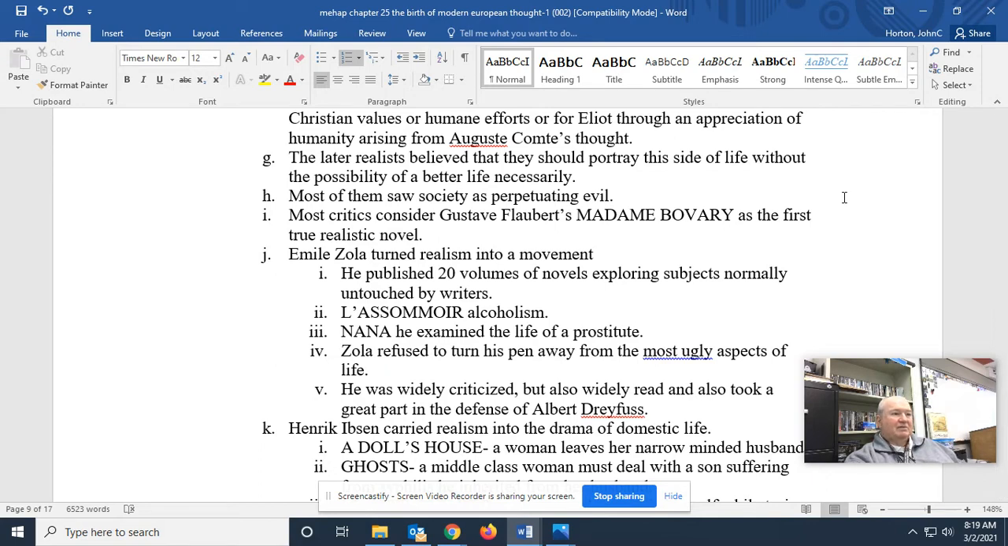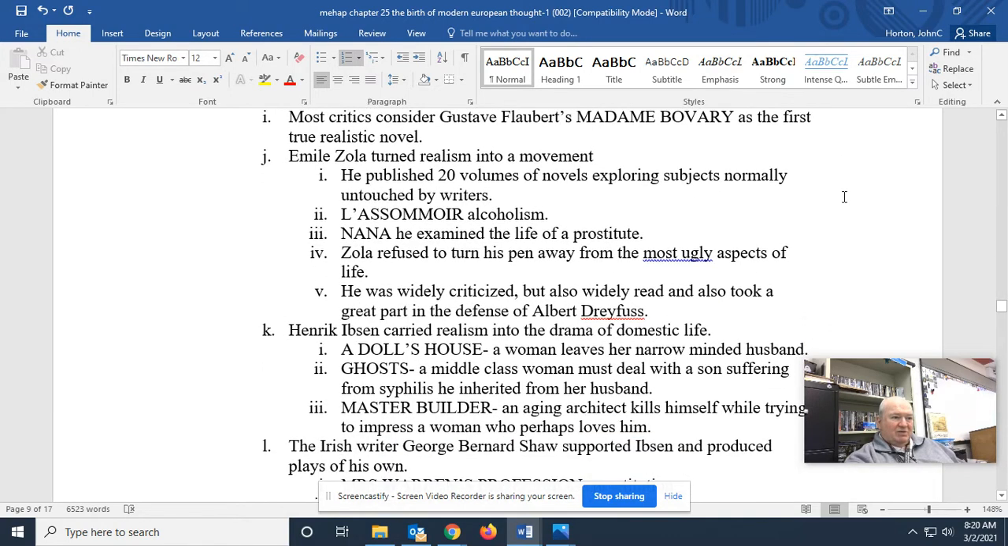Life for these people may not get any better. Many of them saw society as perpetuating evil. Most critics consider Gustave Flaubert's Madame Bovary the first true realistic novel. Émile Zola turned realism into a movement. He published 20 volumes of novels exploring subjects normally untouched by writers.